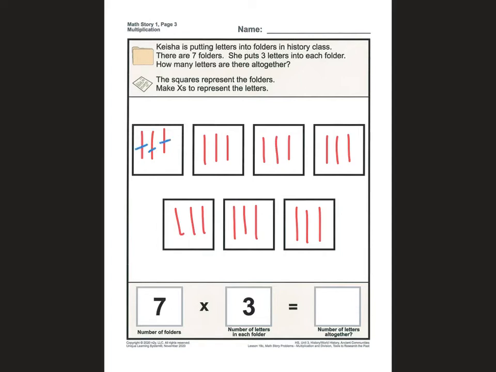1, 2, 3, 4, 5, 6, 7, 8, 9, 10, 11, 12, 13, 14, 15, 16, 17, 18, 19, 20, 21. 7 times 3 is 21. You could also skip count. 3, 6, 9, 12, 15, 18, and 21.